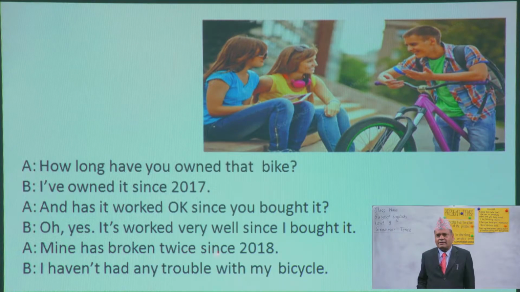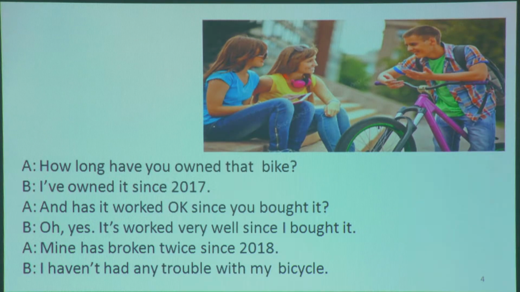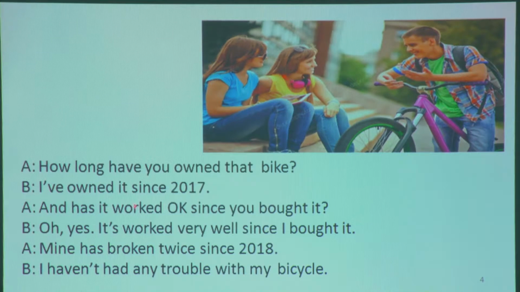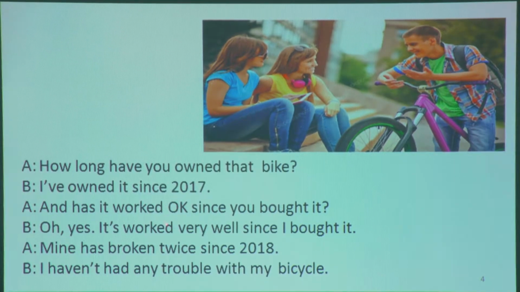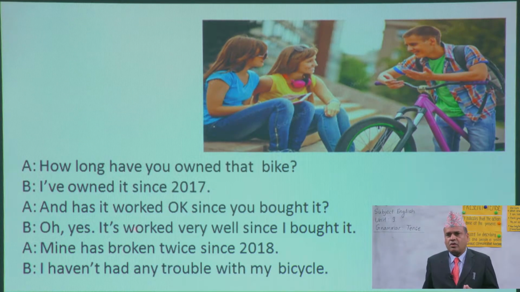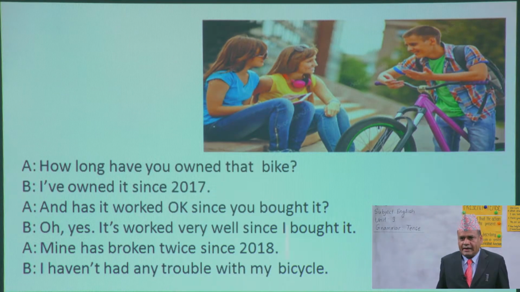Mine has broken twice since 2018. I haven't had any trouble with my bicycle, so they are talking. So here, in all the sentences, dear students, you can guess they have either has or have and the past participle form of the verb. Right? Past participle is what? Like broken: break, broke, broken. Walk, walked, walked. The third form. Okay? So let's see again.